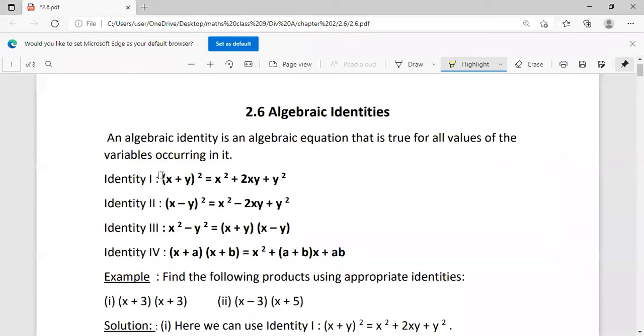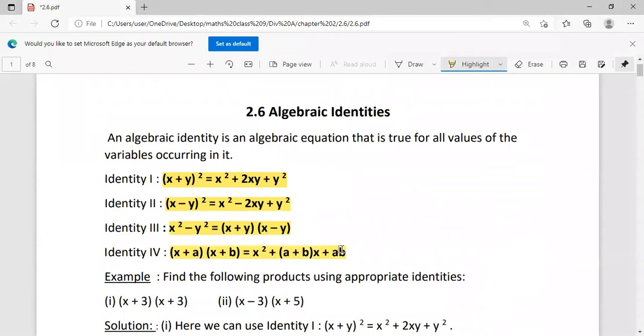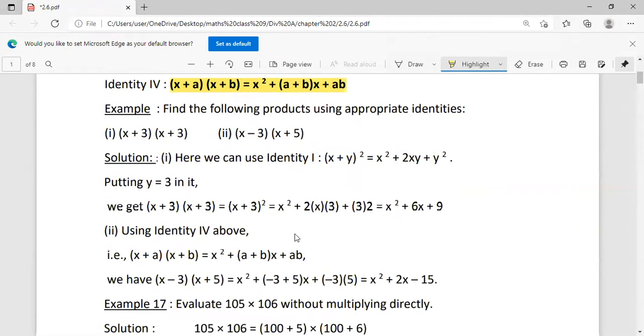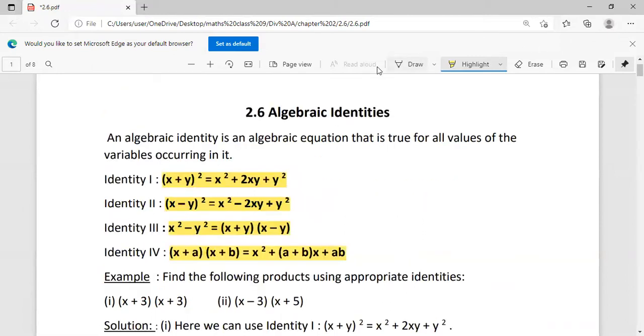So we have seen the algebraic identities. x plus y whole squared is equal to x squared plus 2xy plus y squared, and x minus y whole squared is equal to x squared minus 2xy plus y squared. The third identity was x squared minus y squared is equal to x plus y into x minus y. And the fourth identity, x plus a into x plus b, is equal to x squared plus a plus b into x plus ab. These were the four identities.